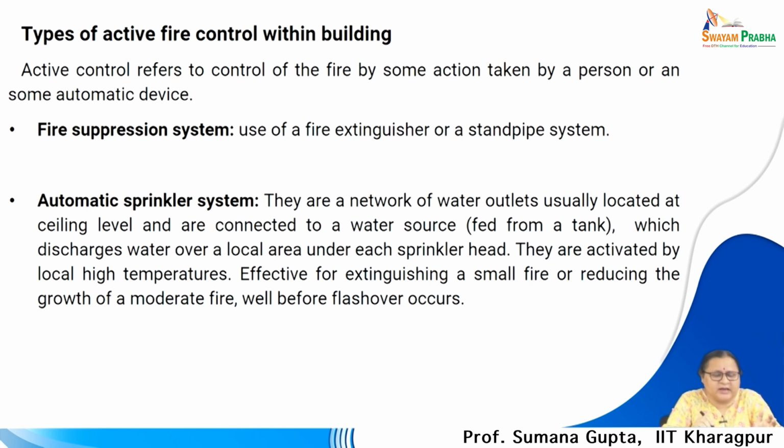So, there are different ways of suppression. These are all under active control, which refers to the control of the fire by some action taken by a person. It may be automatic or manual. Now, fire suppression systems you may have seen in various buildings. There are systems which are hung on the wall, and people are supposed to use them, target them towards the fire and start the ignition of such devices.